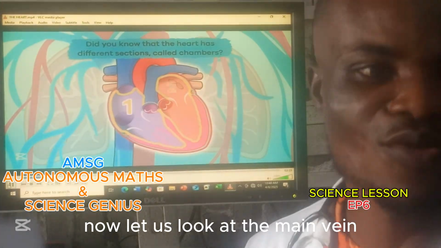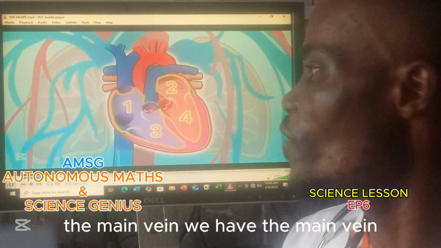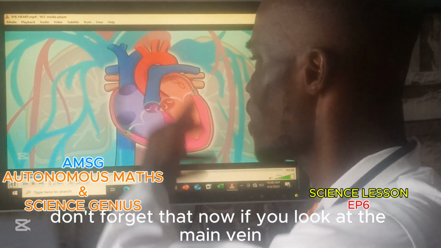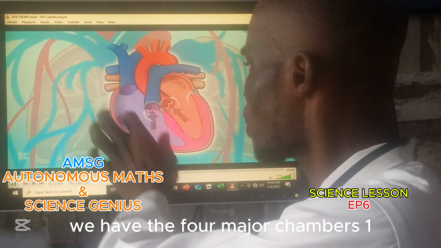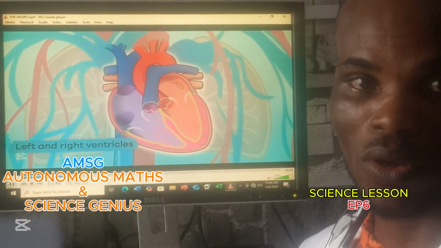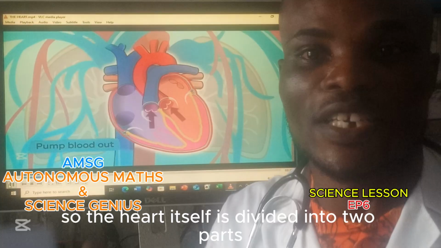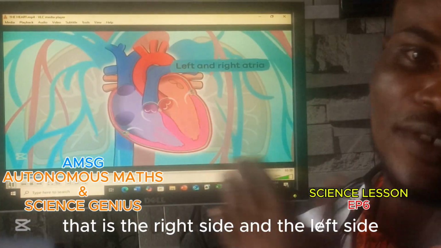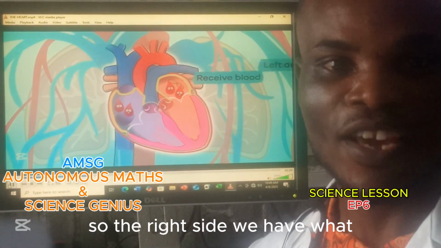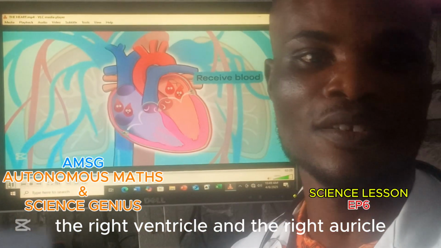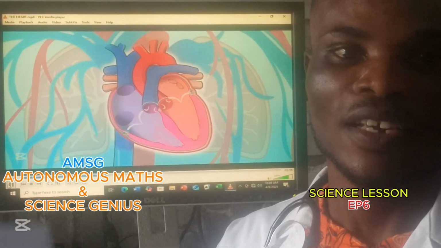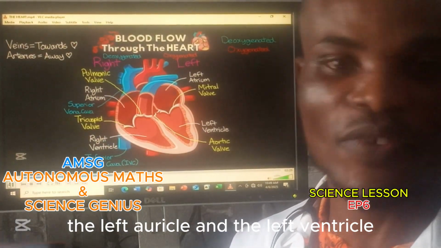Now, let us look at the main vein. Don't forget that. If you look at the main vein, we have the 4 major chambers: 1, 2, 3, and 4. The heart itself is divided into 2 parts, the right side and the left side. On the right side, we have what? The right ventricle and the right auricle. And on the left side, we have the left auricle and the left ventricle.